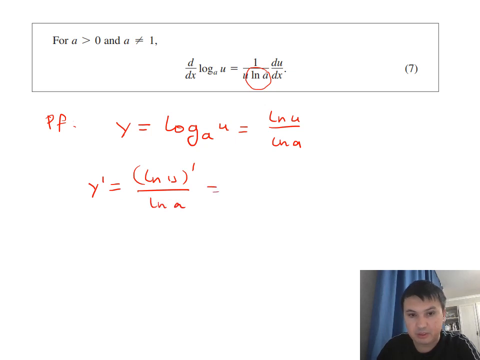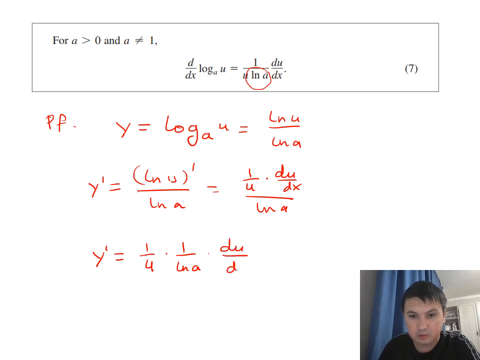And then we remember that the derivative of ln u is 1 over u times the derivative of u, divided by ln a. Putting it all together, we get 1 over u times 1 over ln a times du dx.